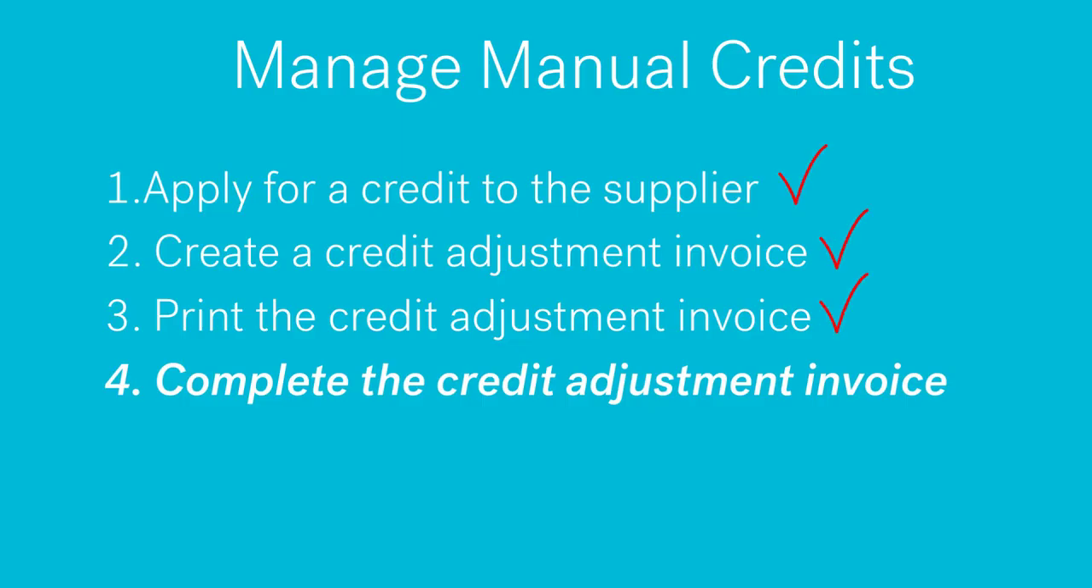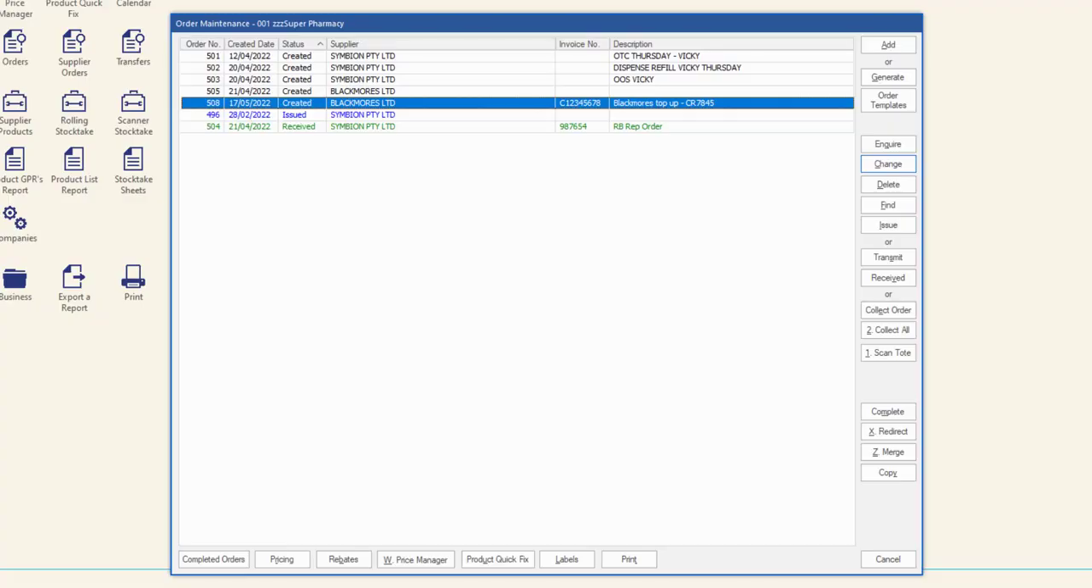Step 4. Complete the credit adjustment invoice. The created credit adjustment invoice should be completed immediately after a credit has been applied for through the wholesaler or direct supplier. This will ensure that your stock on hand quantities are correct and avoid issues when generating orders. The credit adjustment order should be completed like a standard manual order.